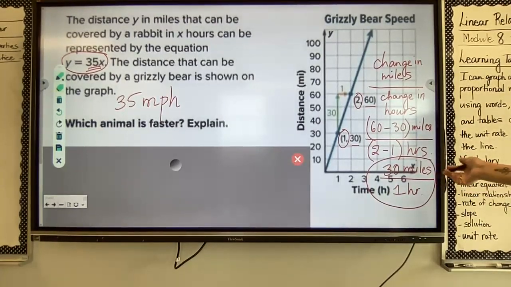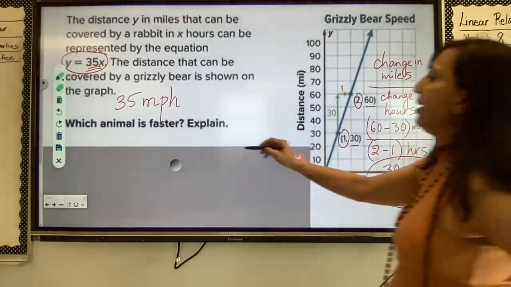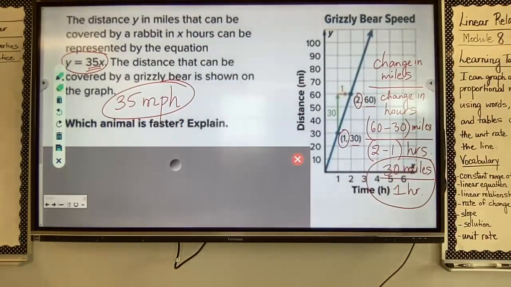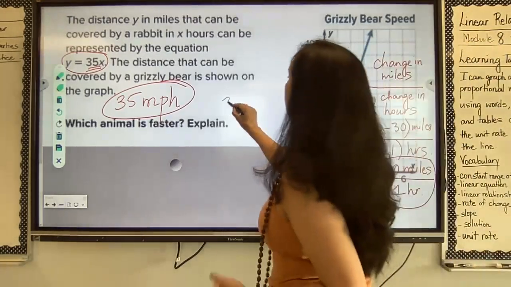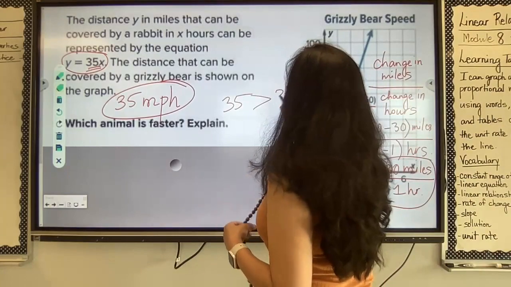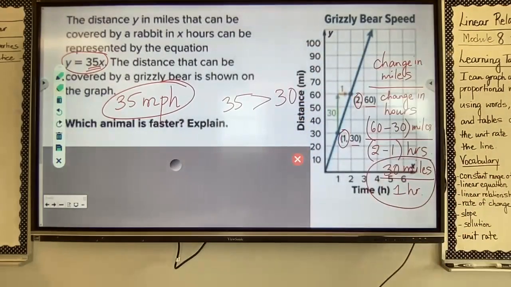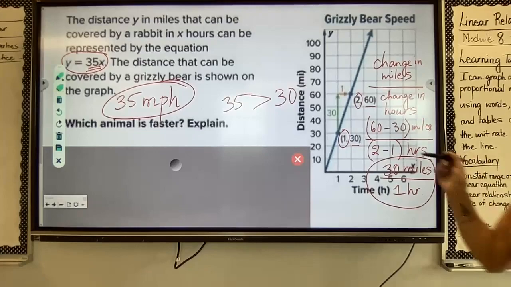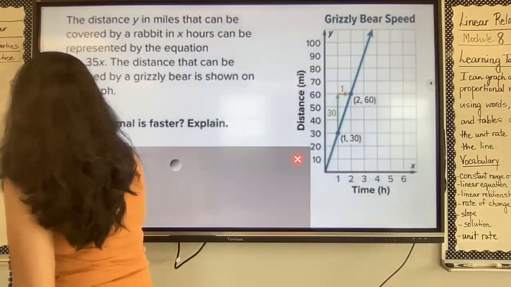And then you're going to compare the unit rates. The rabbit is 35 miles per hour. Grizzly is 30 miles per hour. So obviously the rate for the rabbit is greater than the rate for the grizzly bear because 35 is greater than 30. So we know that the rabbit is the faster animal. Okay? And then let's do one last problem.